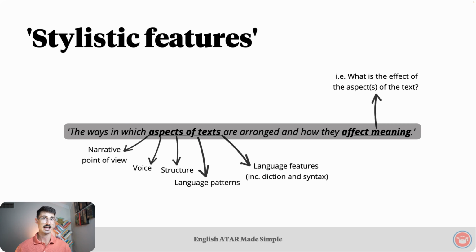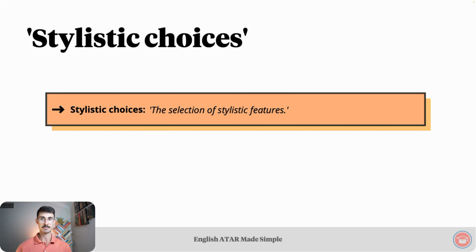The glossary definition of stylistic choices is just the selection of stylistic features to achieve a particular effect. We're going to define stylistic choices as simply the selection of stylistic features. I created this presentation and the PDF study notes, and even I am confused by the similarities and differences between all these terms, but we're going to use a really cool framework to clearly understand the differences.